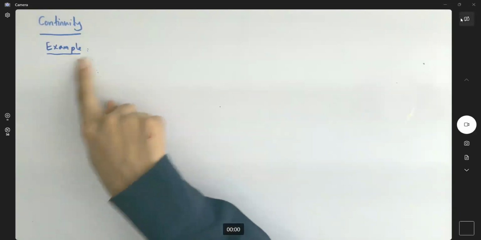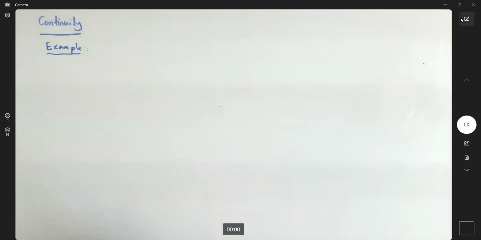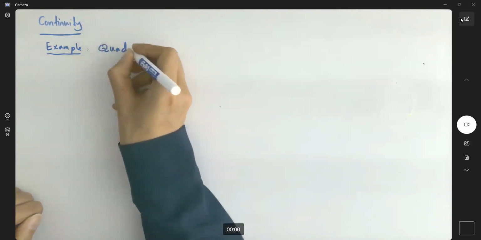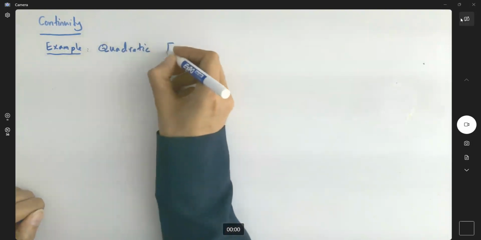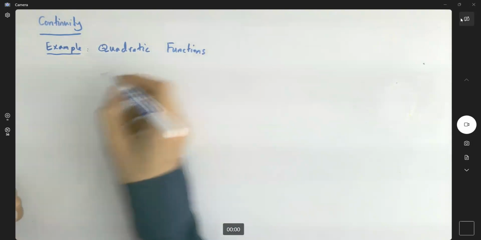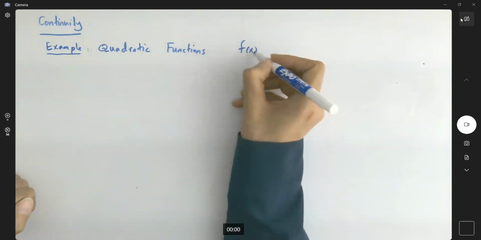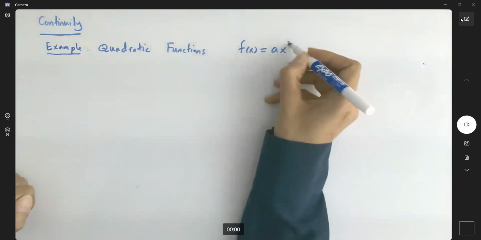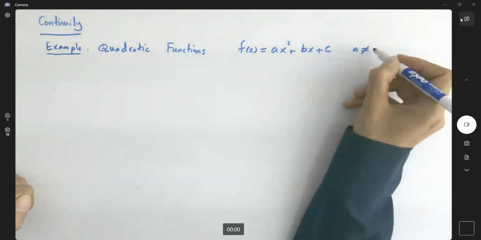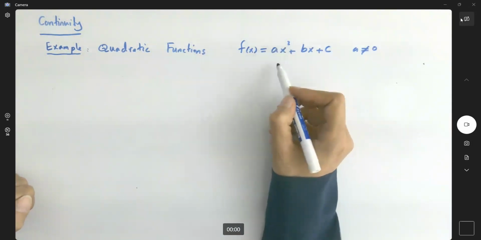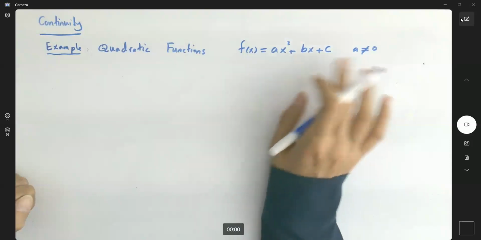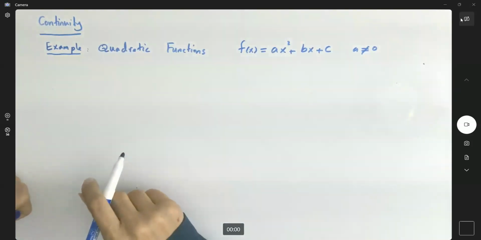The next function that we're going to discuss are quadratic functions. Quadratic functions in general, as you remember, are defined as ax² + bx + c. And we put this condition that a is never 0. Otherwise, you get a linear function. We're not interested in linear functions. We're interested in having a quadratic function.